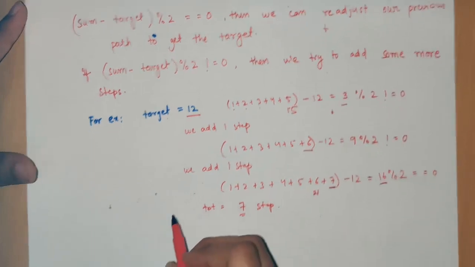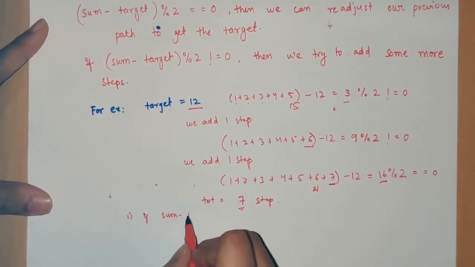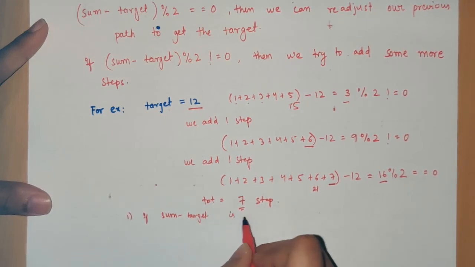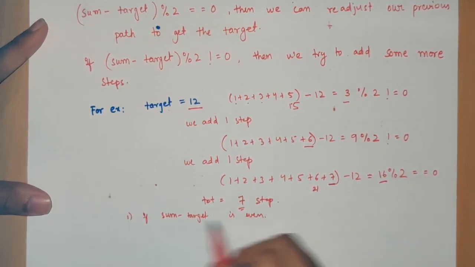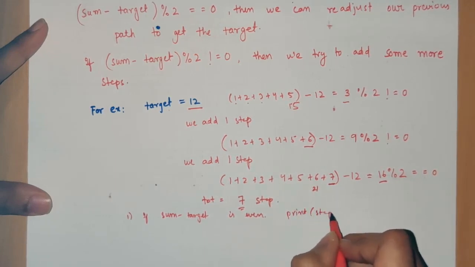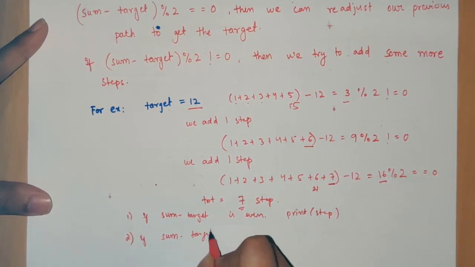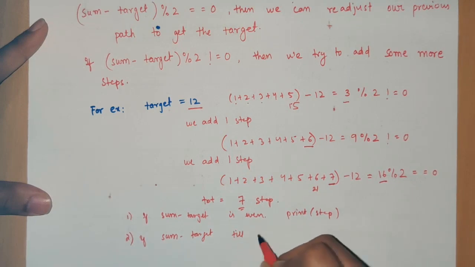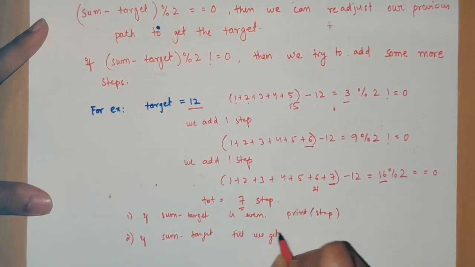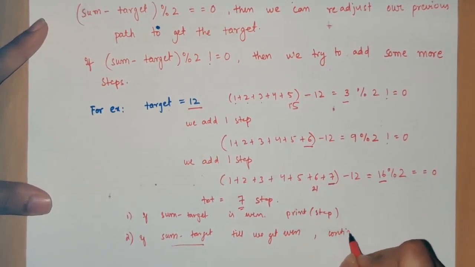So we have simply 2 decisions. If sum minus target is even, then just print the number of steps we have taken till now. And the second decision is, if sum minus target is odd, then till we get an even sum minus target, we continue the step. That's all.